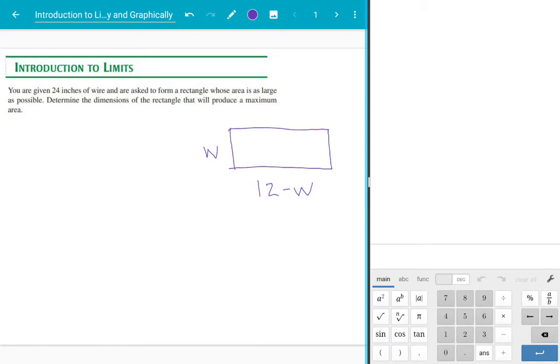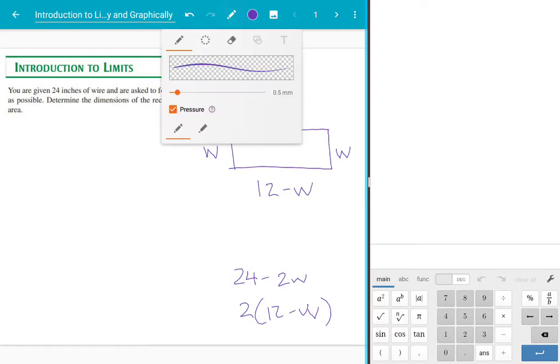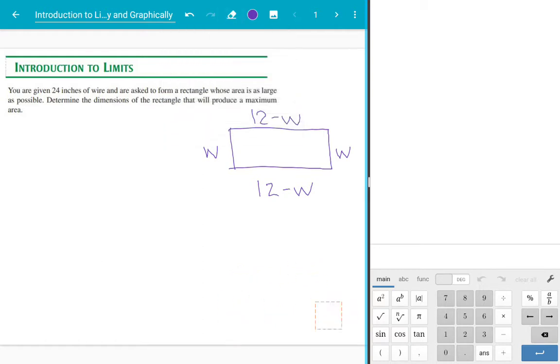with two sides that have to be the same, right? So a lot of you would do something like, if this was W, this would be 24 minus 2W, but remember you're going to have two of those, so I get 2 times 12 minus W, so that gives me the length of 12 minus W here, 12 minus W there. So that's where I'm getting that from, if you're a little bit unsure on where you got the 12 minus W.